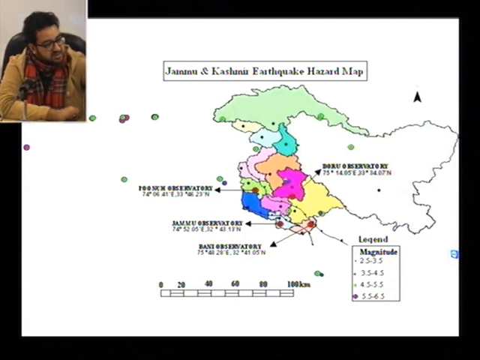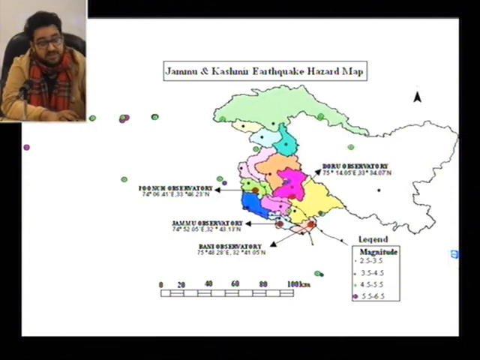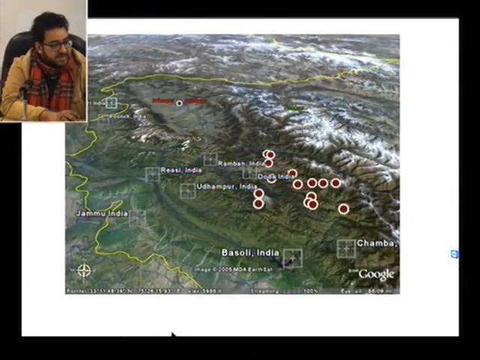You can see there are faults running, these lines. These are the major faults which are observed and identified. There can be numerous faults more than that as well, but up to that, we know this much. The next slide is a Google Earth image. In red, you can see all the events which have happened over the past few years.